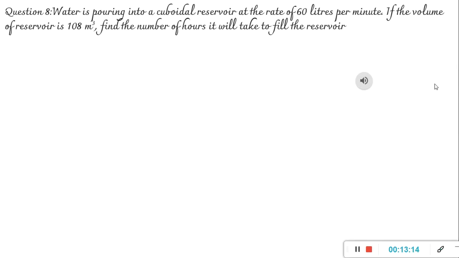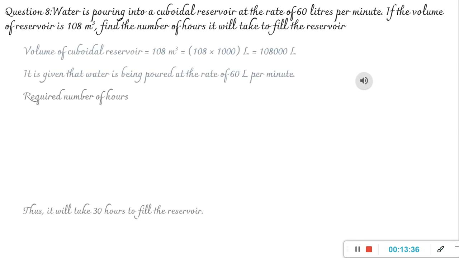Now, last question. That is question number 8. Water is pouring into a cuboidal reservoir at the rate of 60 liters per minute. If the volume of reservoir is 108 meter cube, find the number of hours it will take to fill the reservoir. Okay. So volume is already given in meter cube, but we have to change it into liter. So multiply by 1000 because 1 meter cube is equal to 1000 liter. So 108 into 1000, that is equal to 1,08,000 liter.